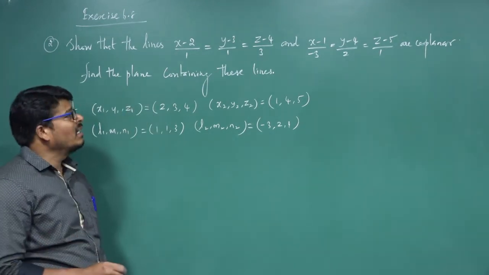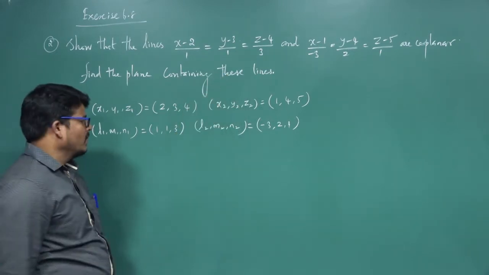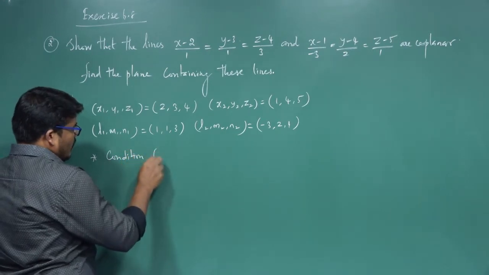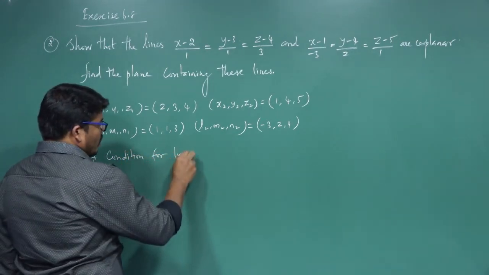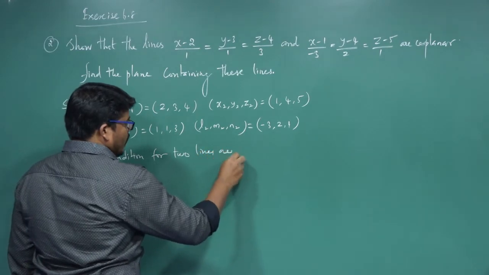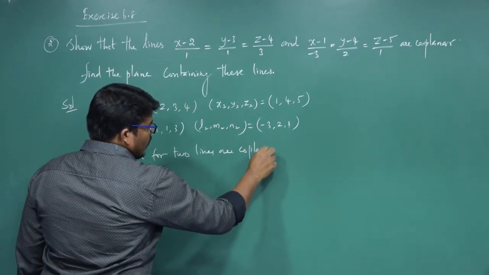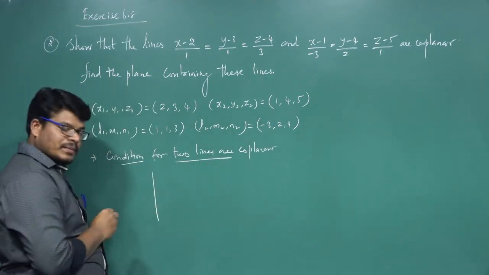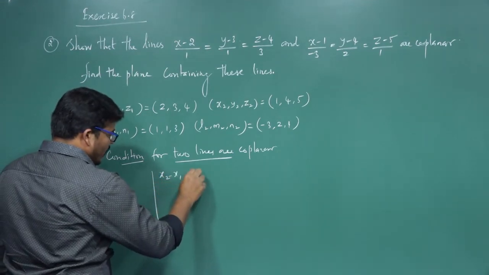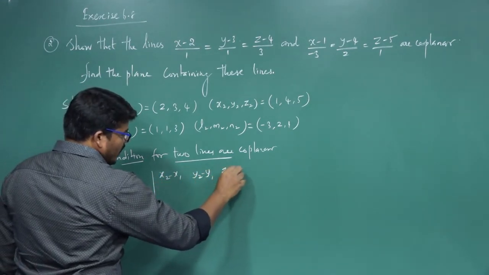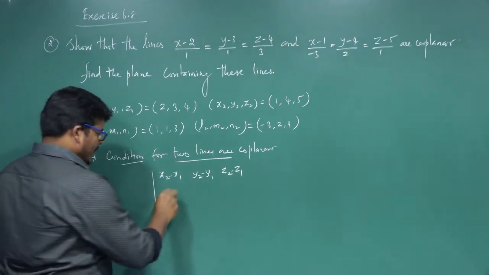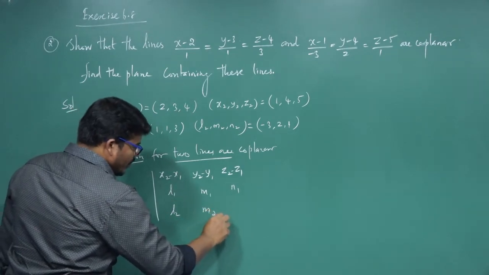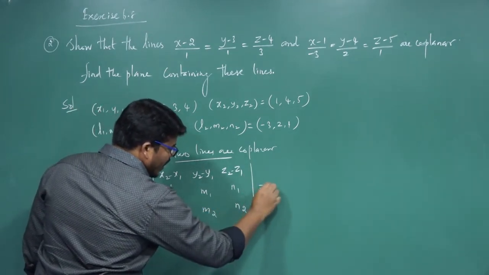Now, to show the result that the two lines are coplanar: the condition for two lines to be coplanar, or to intersect, is that the determinant of x2 minus x1, y2 minus y1, z2 minus z1, L1, M1, N1, L2, M2, N2 equals 0.